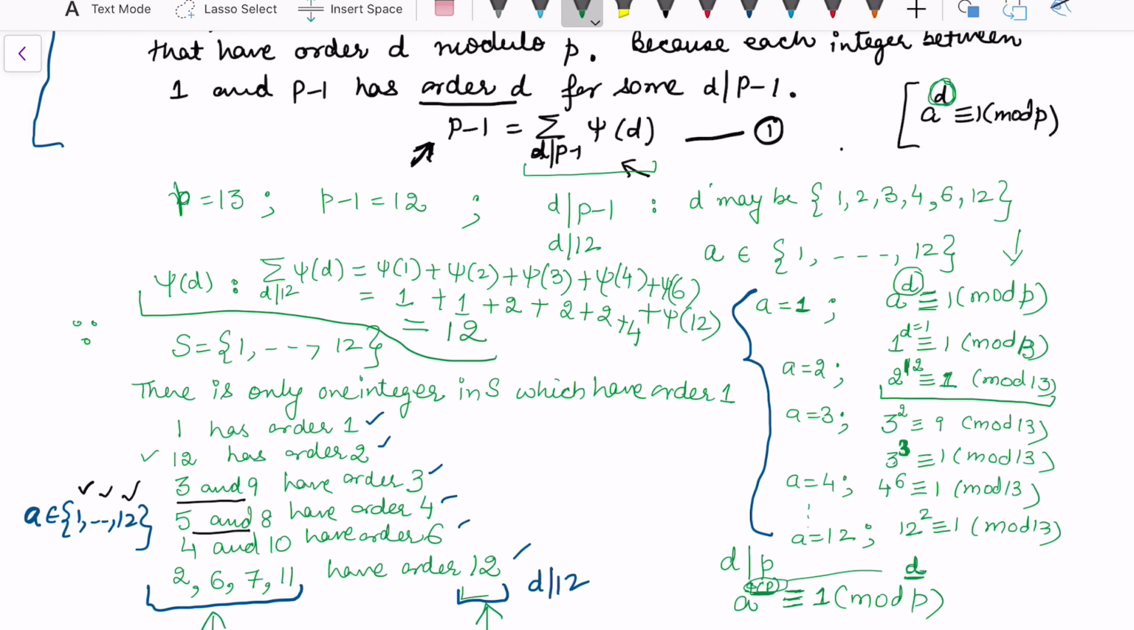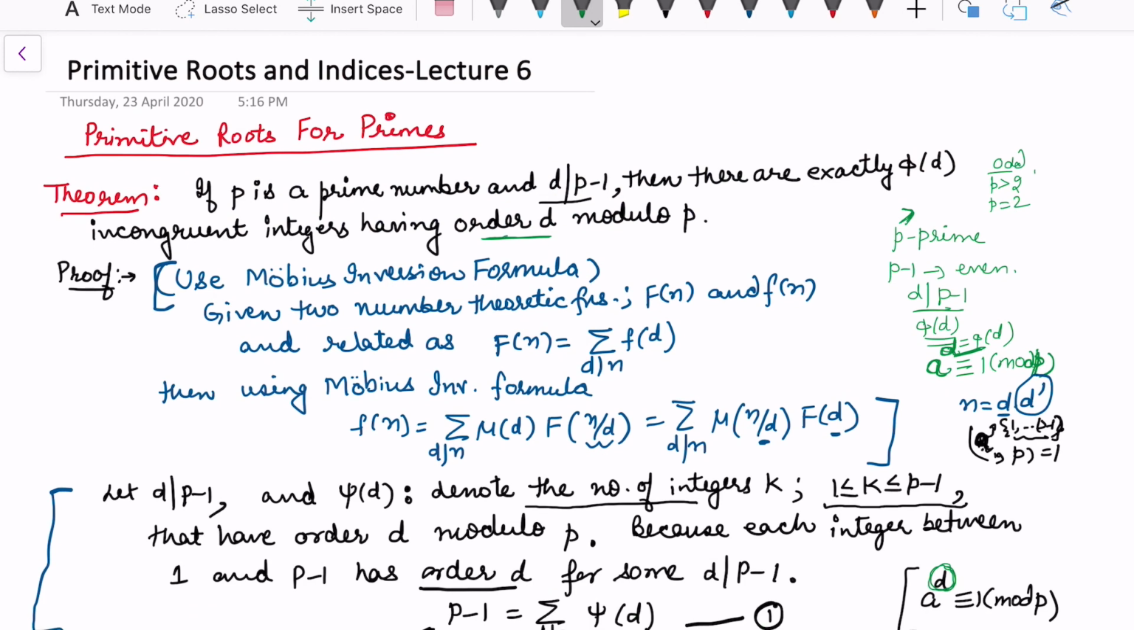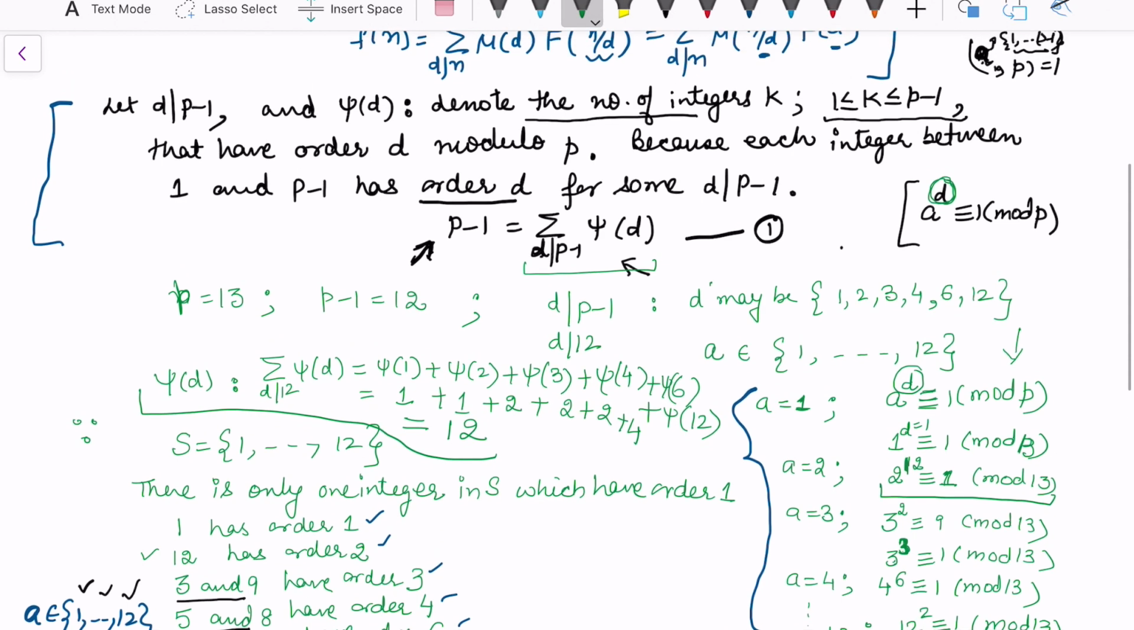So whenever D takes the largest order, which is 12, these will become the primitive roots. This is bound to happen. That ensures that whenever we say there are integers of order D modulo P, there are exactly phi D of them. This means whenever we talk about a prime, there are exactly phi D incongruent integers that act as primitive roots of that particular prime. Now let's continue proving this theorem.